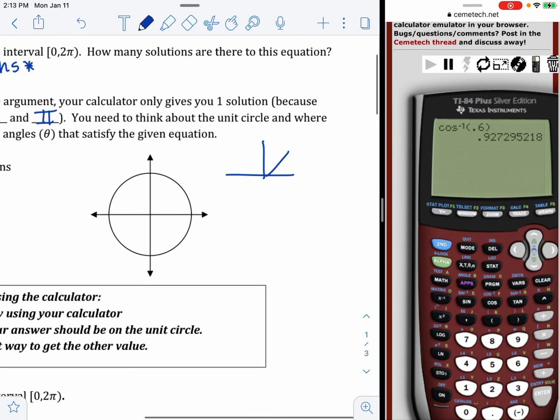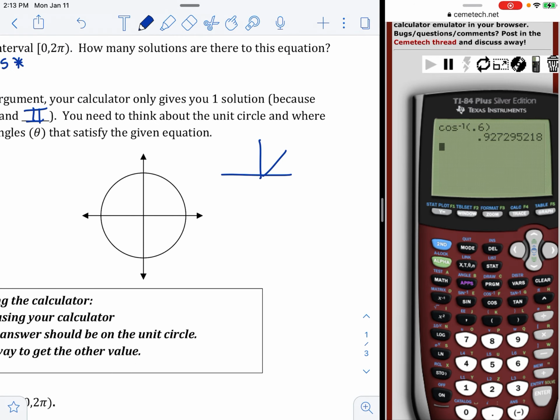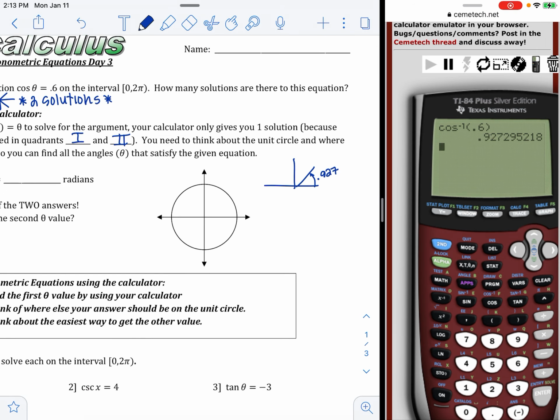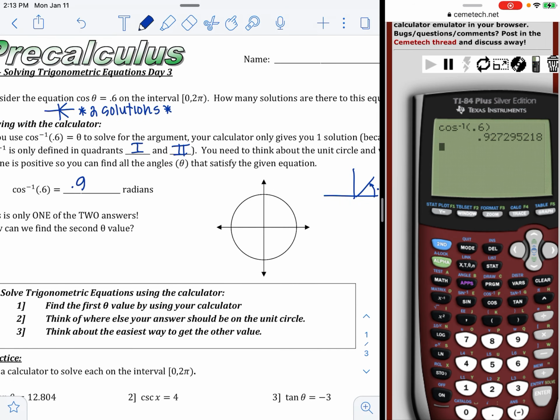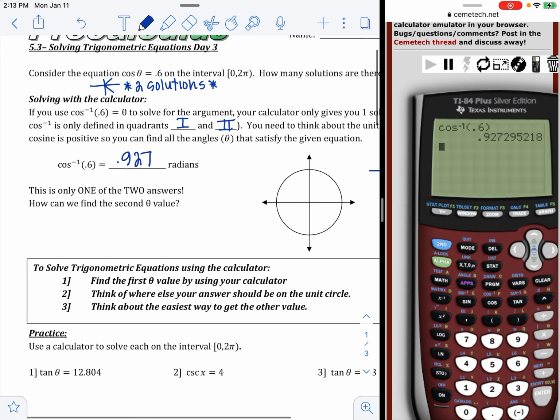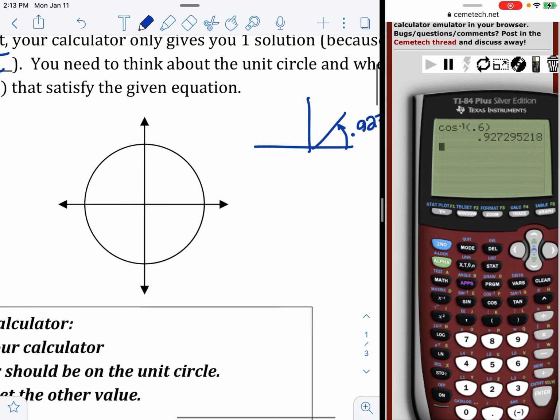So basically what I want you to realize is that it's a positive angle, so from the positive x-axis here, it gives us this angle right here, 0.927, okay? So we know that one of our angles is 0.927 radians. But what about the other one, okay? So how can we find the second one?